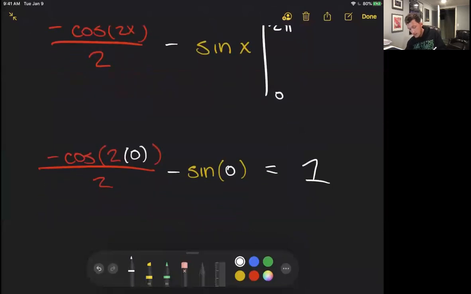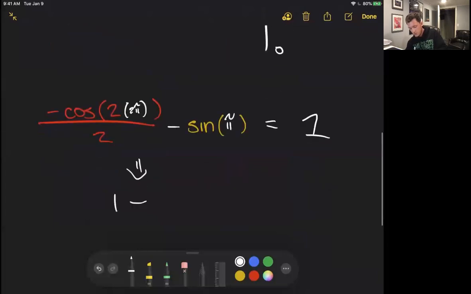Even if I were to erase this and put 2 pi here, 0 and 2 pi are the same thing on the unit circle. That's the reason it would also be 1, so 1 minus 1 is equal to 0. Like I said, it checks out. It's really just calculating the integration, or the antiderivatives, and then solving. That's the nice thing about 0 and 2 pi: a lot of times you do end up getting a 0 answer. So hopefully that makes sense. Let me know if you need anything.